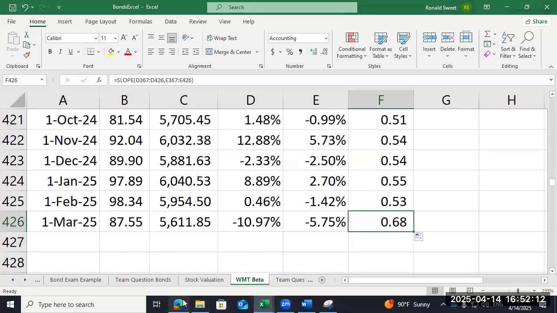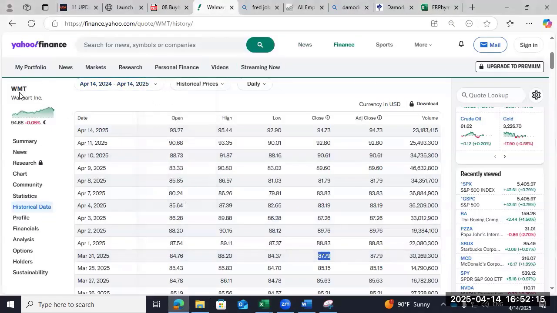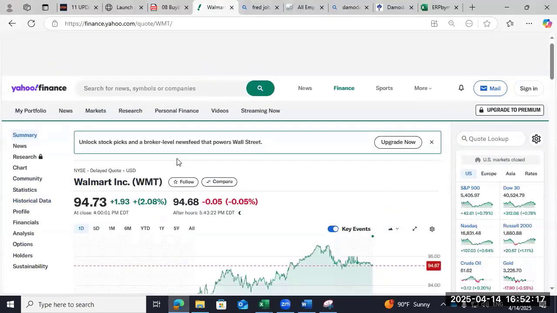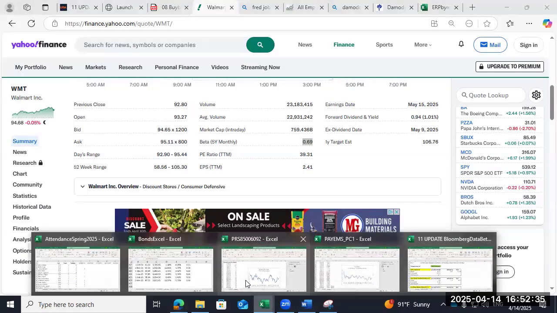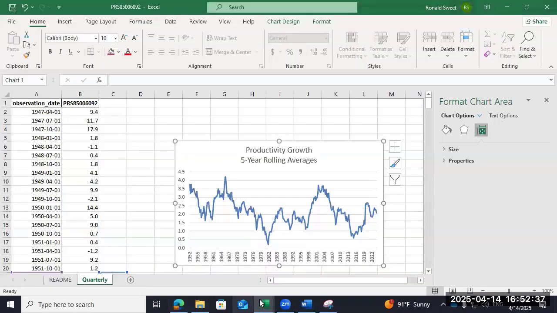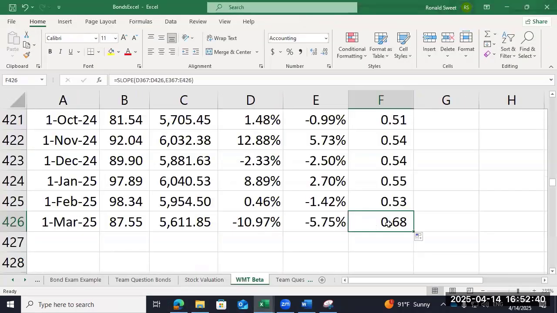0.68, which is kind of high for Walmart here recently. You can go back to Yahoo Finance and make sure you're in the ballpark. They say it's 0.69. I have 0.68. Why could it be slightly different? It should be the same. Your very, very last beta, because we're doing rolling 5 years, should be what's in Yahoo Finance, because they're doing 5 years, monthly, last 5 years. This is monthly last 5 years.